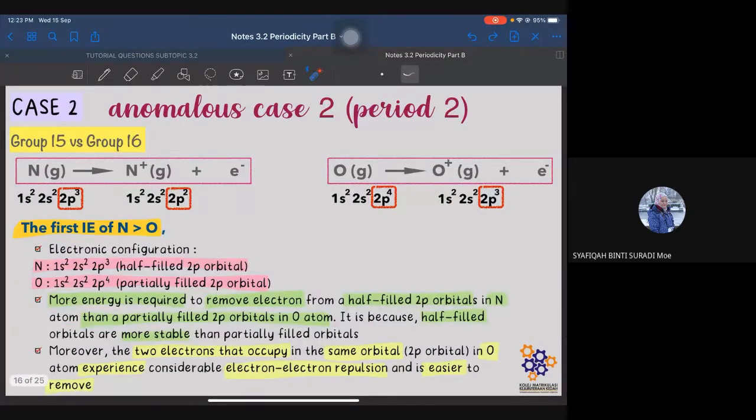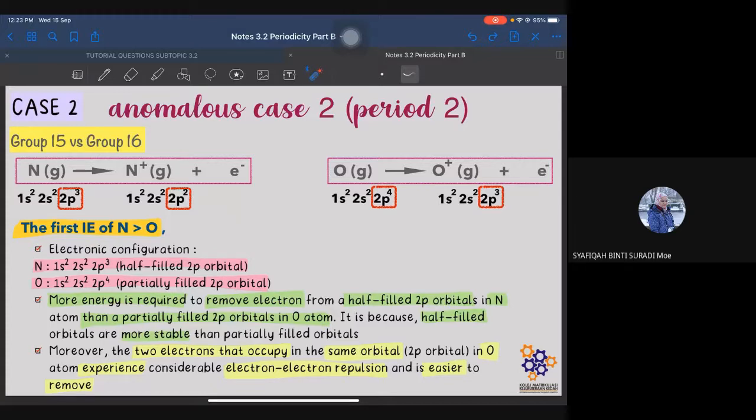Now, kita nak tengok second anomalous case. So, between period 2 tapi sekarang between group 15 and group 16. So, between nitrogen and oxygen. So, sepatutnya oxygen lagi tinggi but in this case nitrogen lagi tinggi dia punya IE compared to oxygen. So, why is that so?